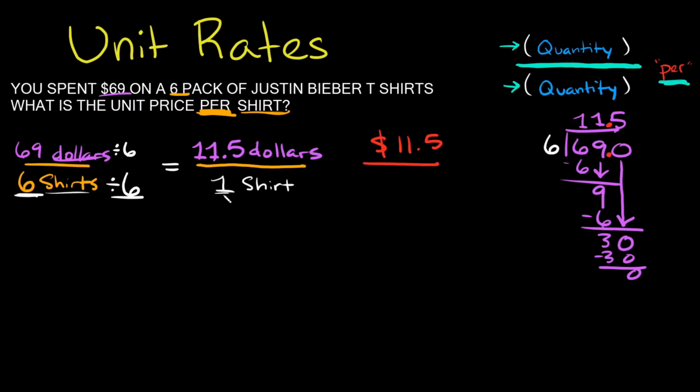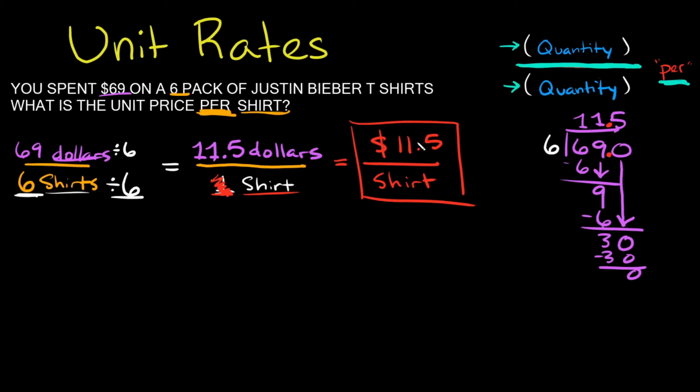Now, whenever you have a 1 in the denominator, you can actually just hide it or get rid of it. So in the bottom, instead of having 1 shirt, you would just have shirt, okay? So then your answer right here would be $11.5 per shirt. Okay, that would be your final answer.